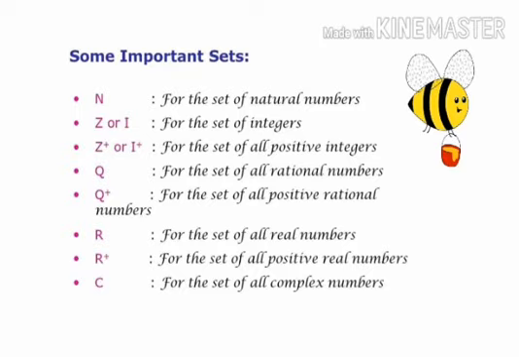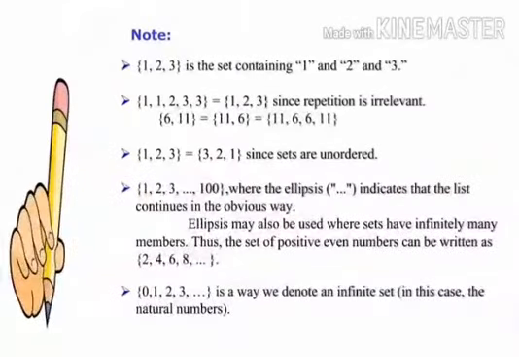Here I would like to tell you some notes regarding the set language. In the first point, you can see the set {1, 2, 3} is a set containing 1, 2 and 3. In the second point, the set containing 1, 1, 2, 3, 3 is equal to the set {1, 2, 3} because repetition is irrelevant. Also, in the third point, {1, 2, 3} and {3, 2, 1} are equal since sets are unordered. Also, {1, 2, 3, ..., 100}.